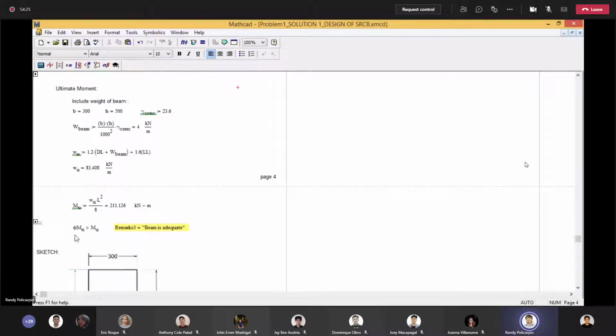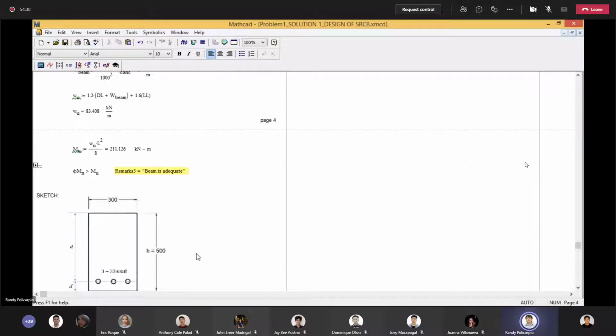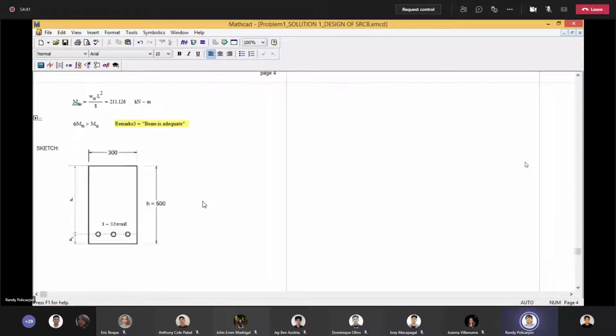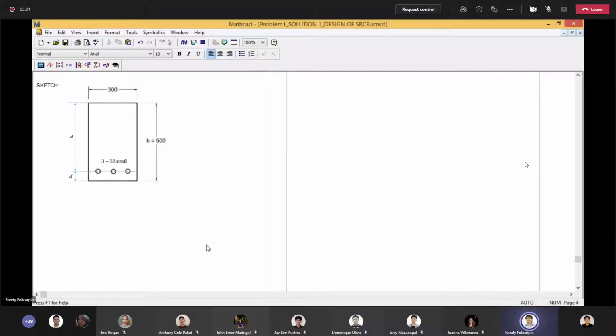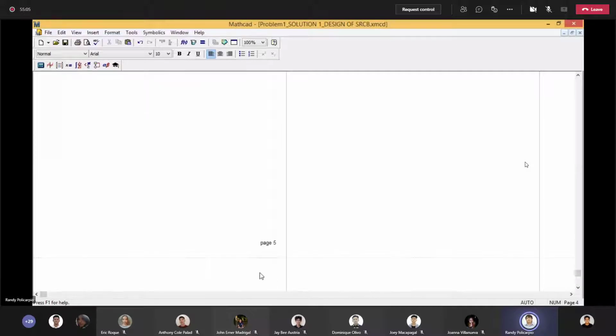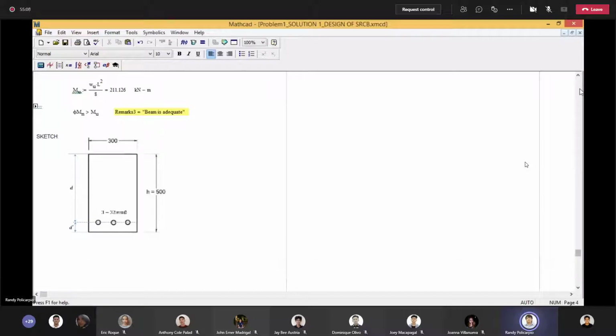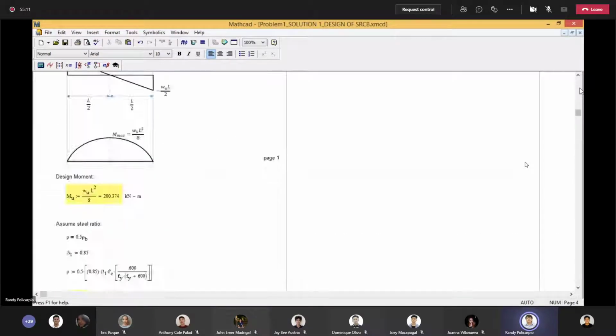So if the strength is greater than the design moment, therefore the beam is adequate. And the last part, you're going to present the drawing of your section. And this is located at the midspan, kung saan nag-occur yung ating maximum moment. Okay, so yun yung ating pinaka-sketch. Okay, so yun yung procedure sa design ng singly reinforced beam.